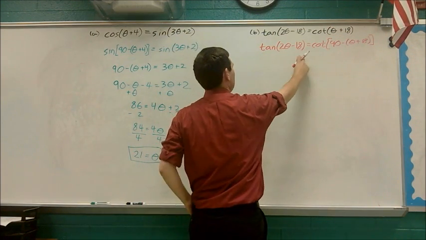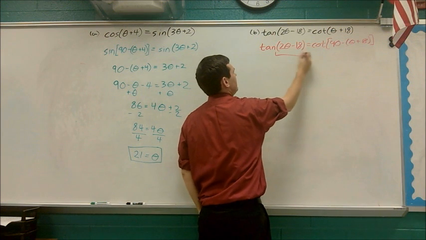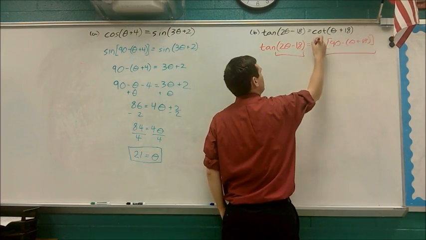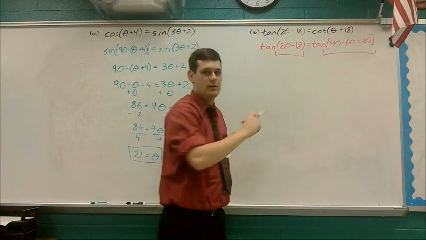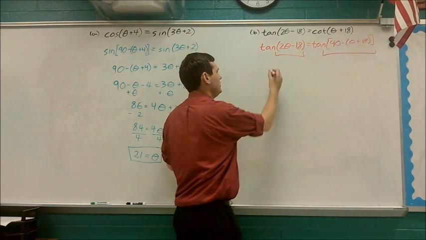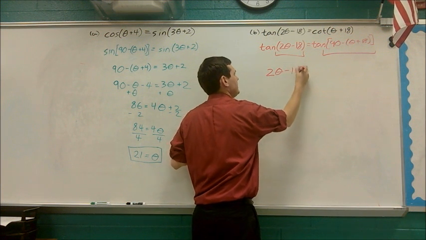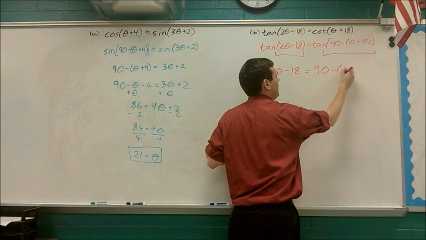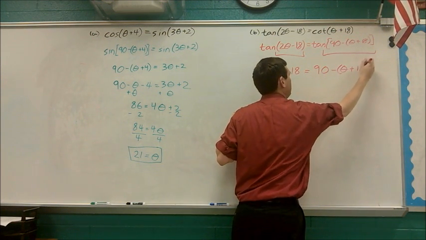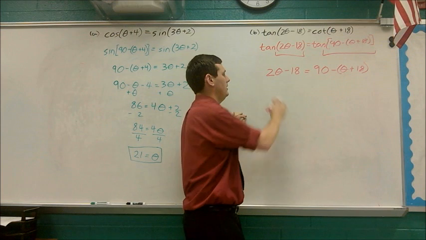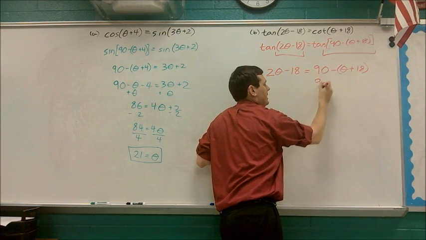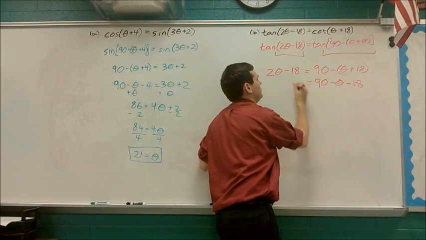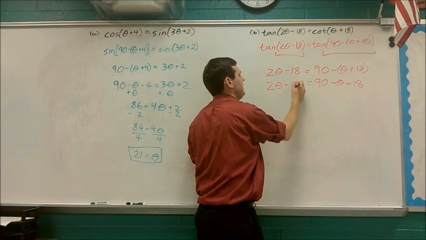So tangent of theta plus 18 equals cotangent of 90 minus this. So tangent 2 theta minus 18. That means that this has to equal this. When I did the 90, I should have changed this to tangent. Okay, so now they have to equal each other. So that means 2 theta minus 18 has to equal 90 minus (theta plus 18). Now it's just algebra. Distribute the negative sign. So 90 minus theta minus 18 equals 2 theta minus 18.